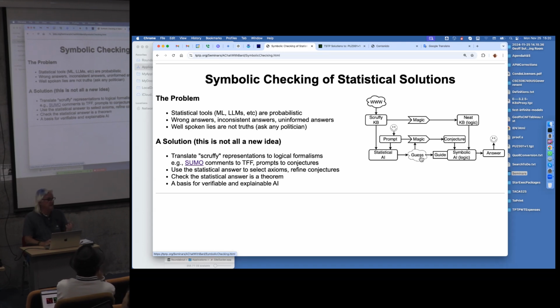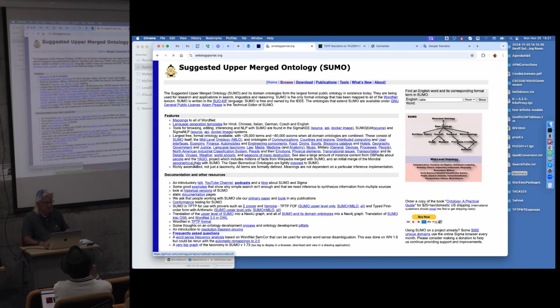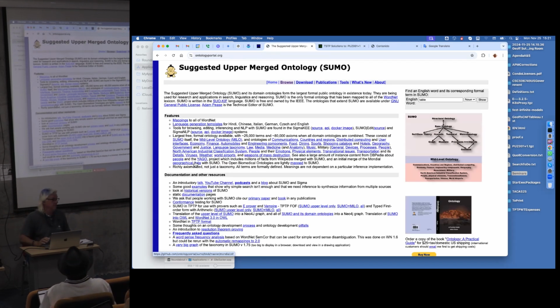We can use that information that comes out to give information to ATP. This is where ATP will sit. We'll have the clean knowledge, a clean question, and we can check. What is useful is that we can use the guess, the maybe idea, the maybe answer, to help this give a good solution. And so I'm going to be working on a thing called SUMO, which is a huge ontology of information about the world.